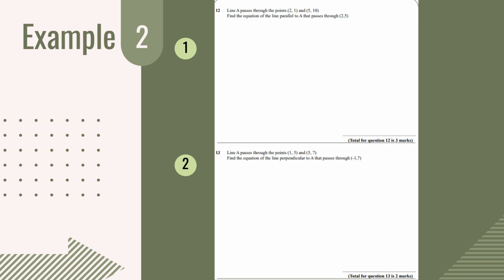So, in our first question, line A passes through the point 2, 1 and 5, 10. Find the equation of the line parallel to A that passes through 2, 5. So, our gradient equals y2 minus y1 over x2 minus x1, because gradient is rise over run. So our gradient is 10 minus 1 over 5 minus 2, which is 9 over 3, which is 3, because parallel lines have the same gradient.